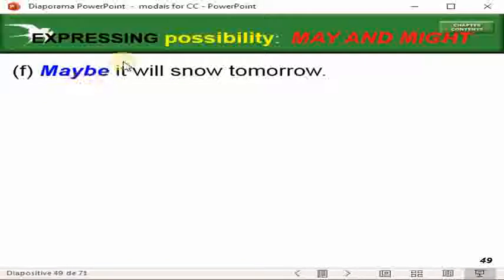Here we should pay attention: we should make a difference between the modal and the adverb. So, maybe it will snow tomorrow. Maybe here is one word, it is an adverb. It comes at the beginning of the sentence. Maybe it will snow tomorrow.